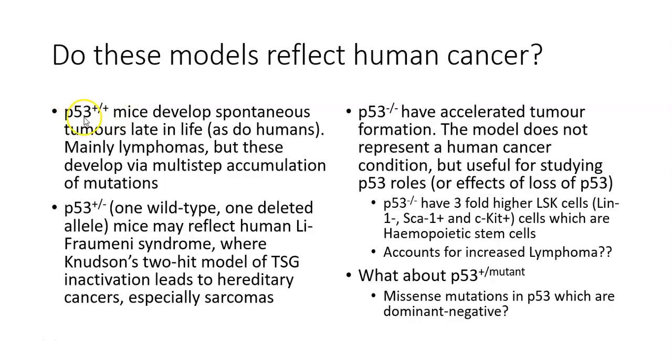The p53 wild-type mice, they'll develop tumours in old age, much like humans. Your heterozygous mice very much mimic Li-Fraumeni syndrome, and these mice are really used for studying what p53's role is in tumour formation, because many tumours that lose p53 become p53 null. So this has given us an insight into how p53 is altering the behaviour of those tumours.